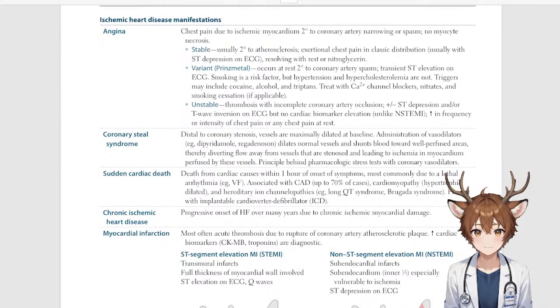Sudden cardiac death. Unexpected death due to cardiac causes within 1 hour of symptom onset or within 24 hours with no cardiovascular symptoms, most commonly due to lethal ventricular arrhythmias, that is to say, ventricular fibrillation, impairing blood flow to the brain. Associated with CAD, coronary artery disease, in up to 70% of cases, cardiomyopathy, hypertrophic, dilated, myocarditis, coronary artery anomalies, and hereditary channelopathies, that is to say, long QT syndrome, Brugada syndrome. Prevent with implantable cardioverter defibrillator.